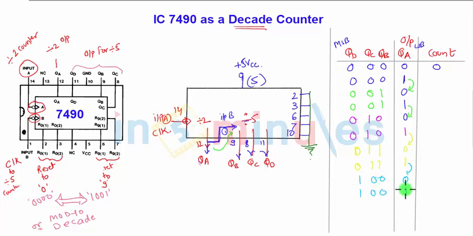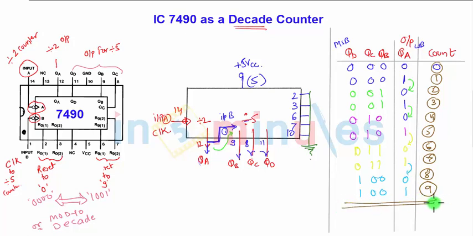Now if you see the counter states QD, QC, QB, QA, the count is going 0, 1, 2, 3, 4, 5, 6, 7, 8 and 9, and hence the count is complete.